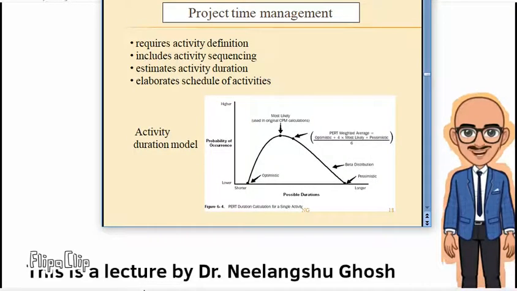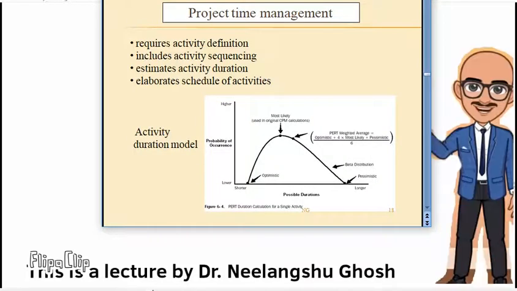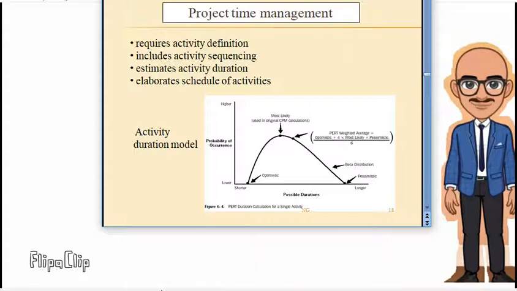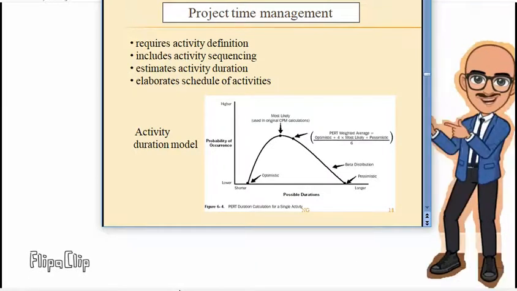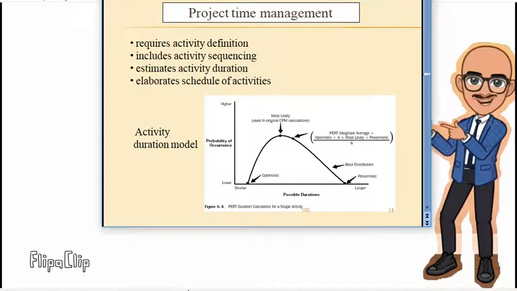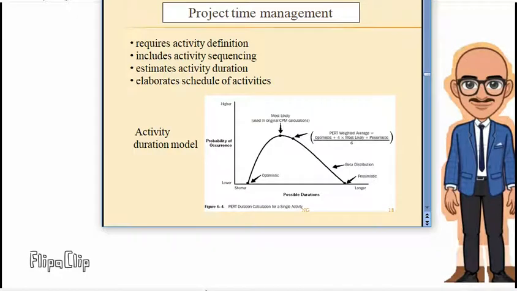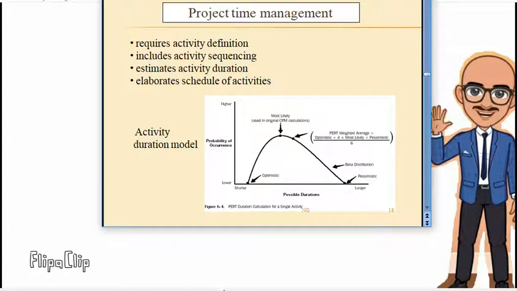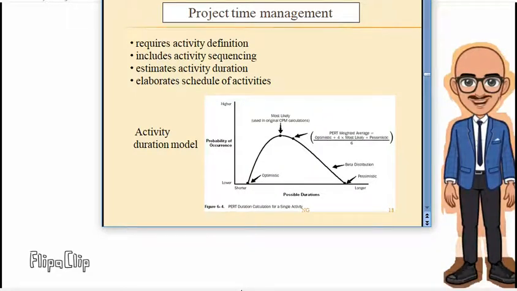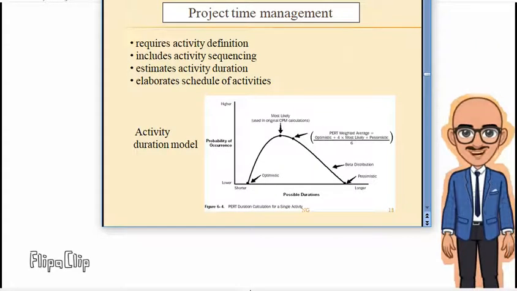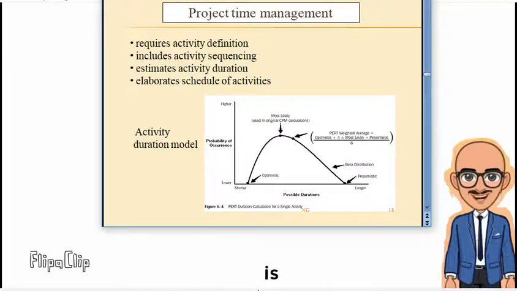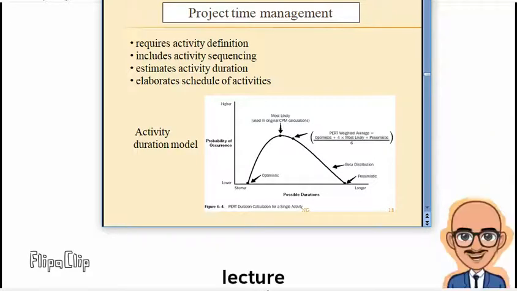So what is project time management? That means, as we have said, a project is composed of several activities, and each activity needs to be completed to complete the project. Each activity requires some time to complete. So throughout the project, there are several activities, and all the activities are to be completed to complete the project. Now, how to use that idea?